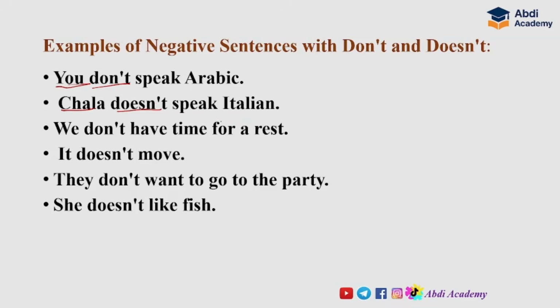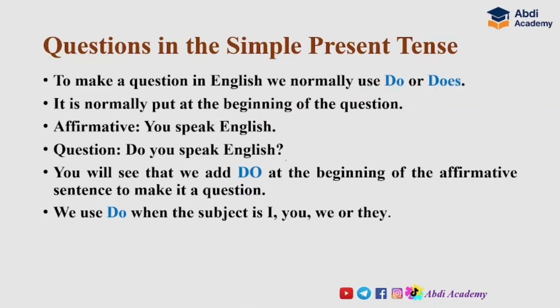We need to be careful here. We don't have time for a rest. We is a plural subject, so we need to use don't. It doesn't move. Look here. It is a singular subject, so we need to use doesn't. They don't want to go to the party. She doesn't like fish. These are examples of negative sentences with don't and doesn't. Let's go to the next.